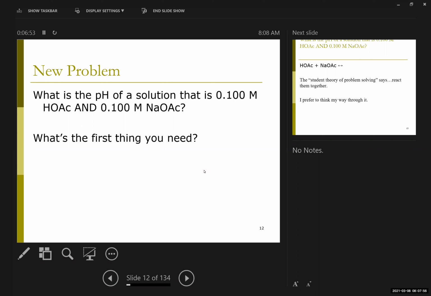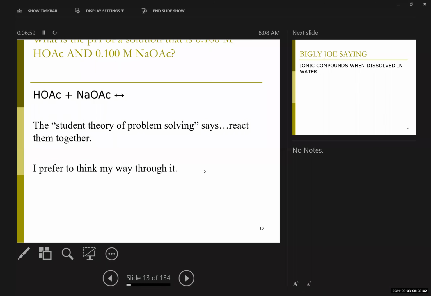But now, I don't simply have acetic acid and water. And so what the balanced equation is might not be immediately obvious. In fact, the thing that is probably most obvious, as is often the case, is not correct, right? Because, of course, as I like to refer to it, the student theory of problem solving says, well, by all means, react those two things together, right? After all, I gave you two things in a beaker. You must want them to react, right? That is not how I would ever approach these, for a reason that will be clear later.